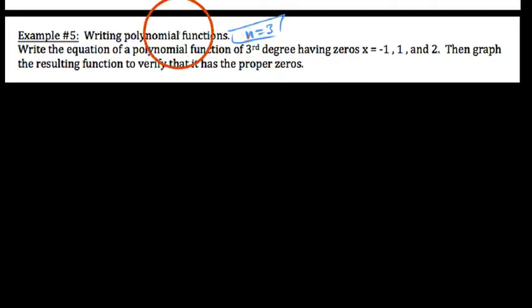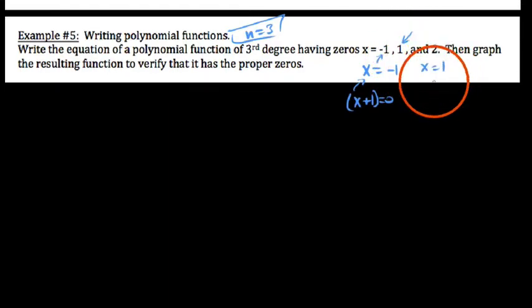So let's take a look at what this would imply. If x is equal to -1, then what must have been the factor associated with this? Setting this equal to 0, you could see that x plus 1 must have been the factor that gave you this 0 for this function. So what was our factor for this 1 here? Saying that x equals 1 implies that x minus 1 is its factor. And of course if x equals +2, then x minus 2 is its factor.